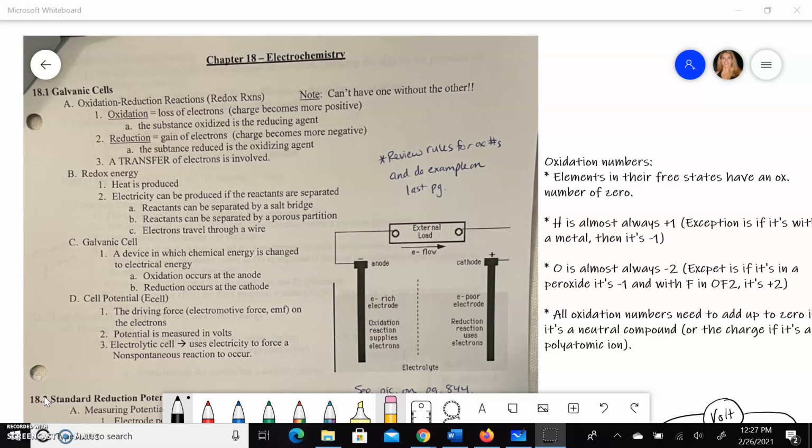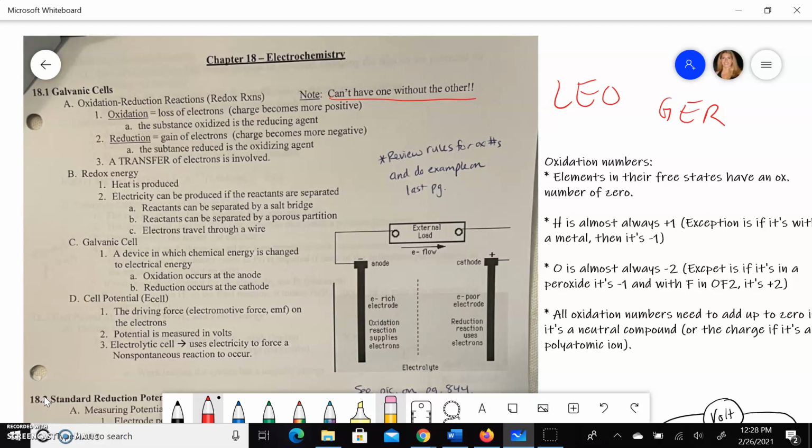Redox is short for reduction and oxidation, and make a note that you cannot have one without the other. So we can write the half reaction for reduction or for oxidation, but it's exactly that. It is a half reaction. It's not the whole reaction, because you can't lose electrons without somebody else gaining them. And remember, we talked about Leo the lion goes grr. So losing electrons is oxidation, the loss of electrons.